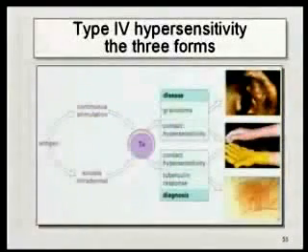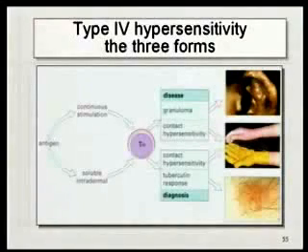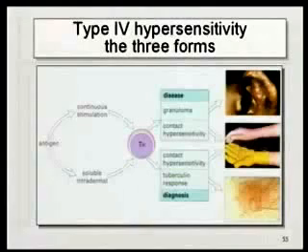All right. To summarize the different kinds of type 4 hypersensitivity, if there's a continuous presence of antigenic stimulation, it can lead to both either contact dermatitis or granuloma.